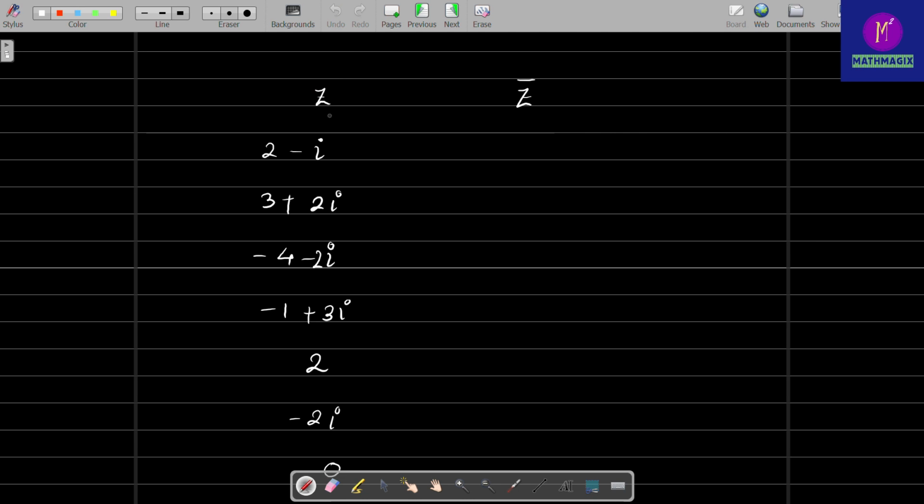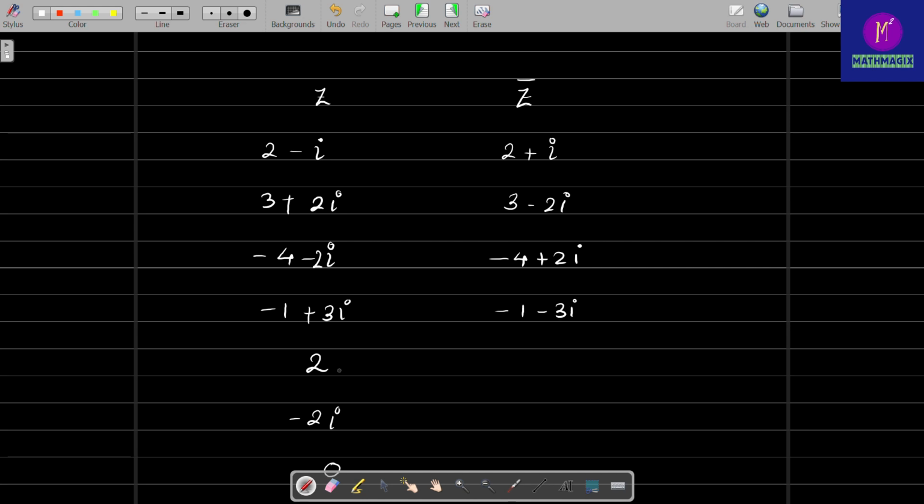Suppose z is 2 minus i. Let us try to find out z bar of this. For 2 minus i, the conjugate of 2 minus i will be 2 plus i. The conjugate of 3 plus 2i is 3 minus 2i. Just change the sign of the imaginary part. The conjugate of minus 4 minus 2i is minus 4 plus 2i. The conjugate of minus 1 plus 3i is minus 1 minus 3i.